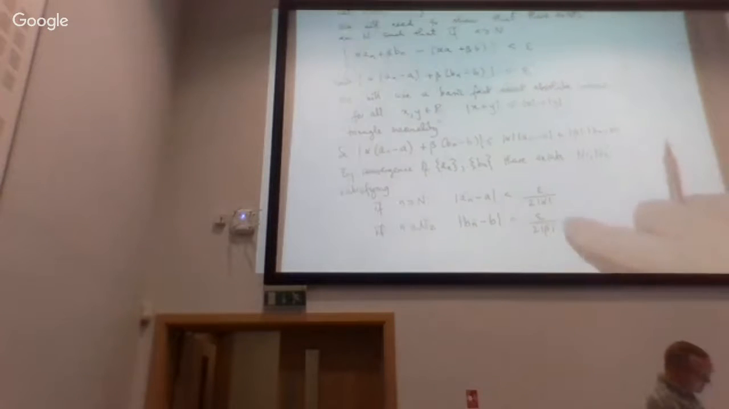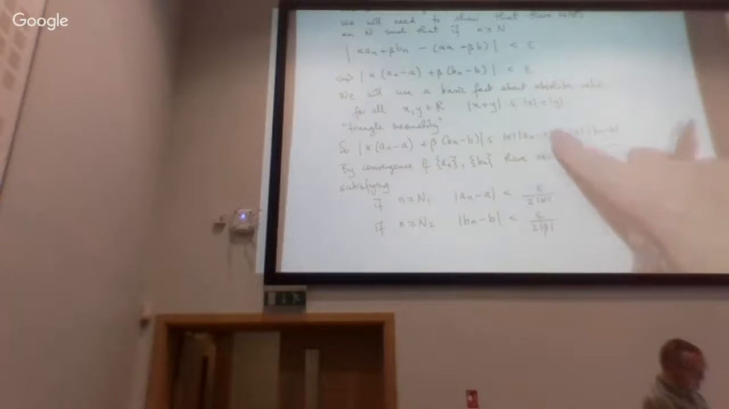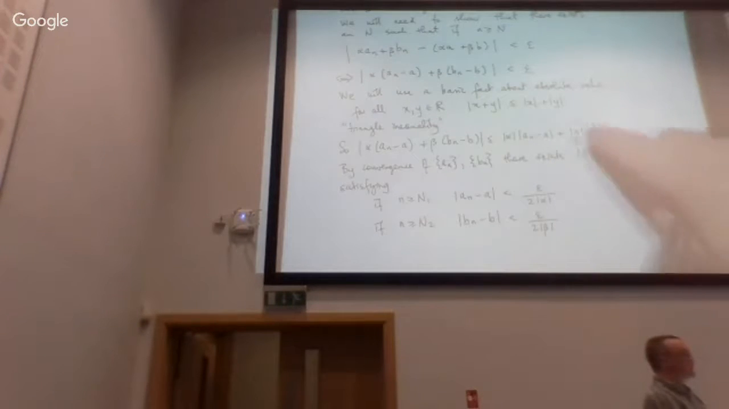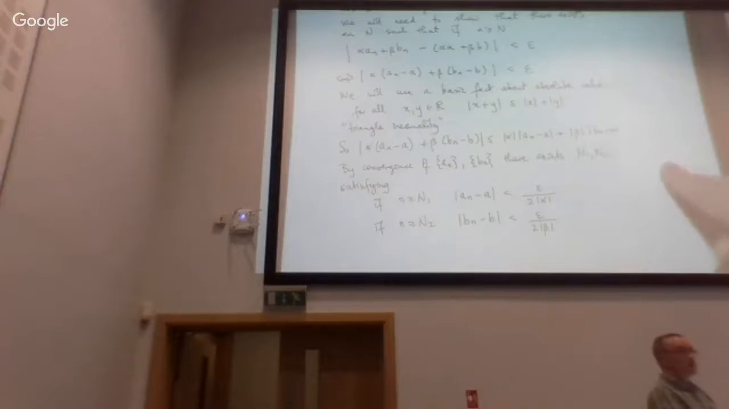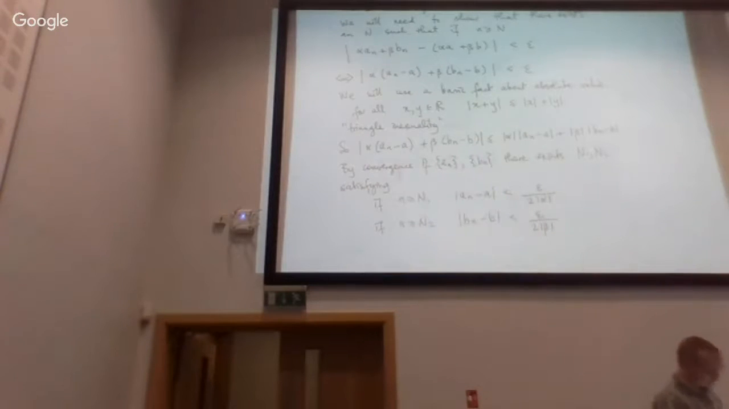And you can see why I've chosen them to be those values, because when I substitute in these upper bounds into this expression up here, the alphas will cancel. I'll have epsilon over 2 plus, then the betas will cancel, and I'll have epsilon over 2. So a half of epsilon plus a half of epsilon. In other words, I'll have epsilon on the right-hand side. And these are strict upper bounds, so this whole thing here on the left will be strictly less than epsilon.